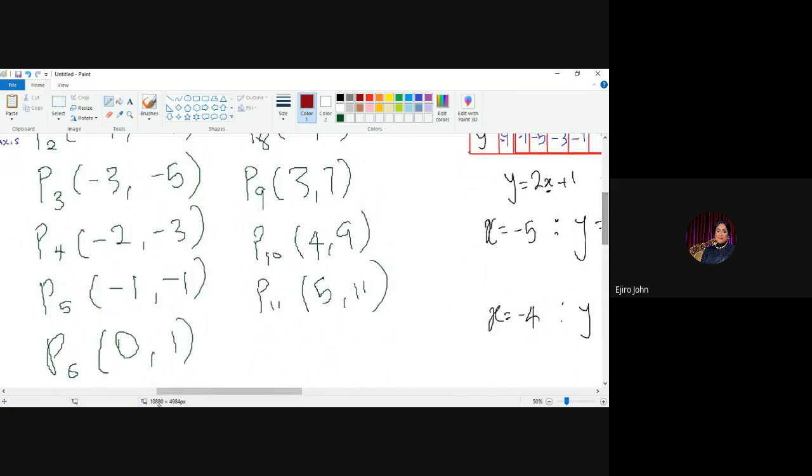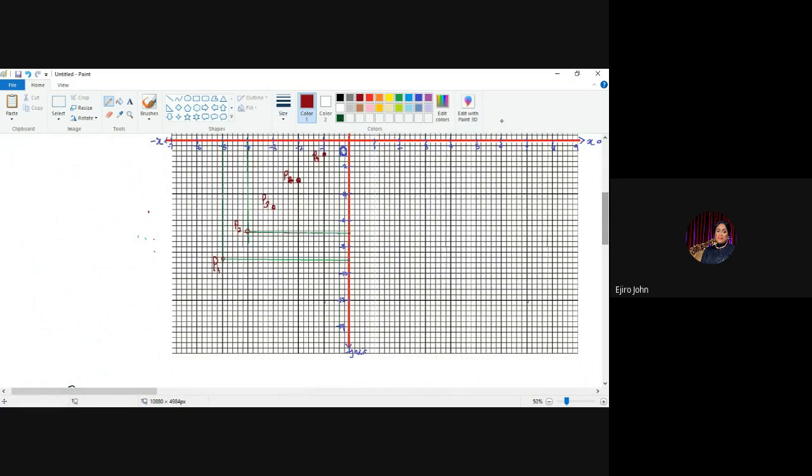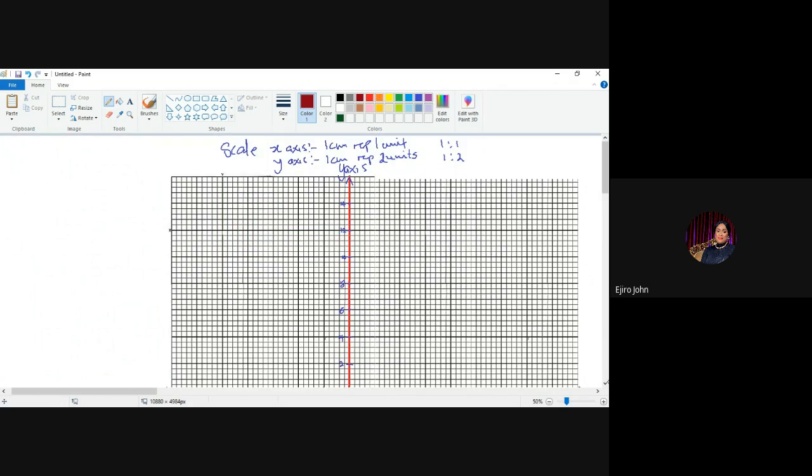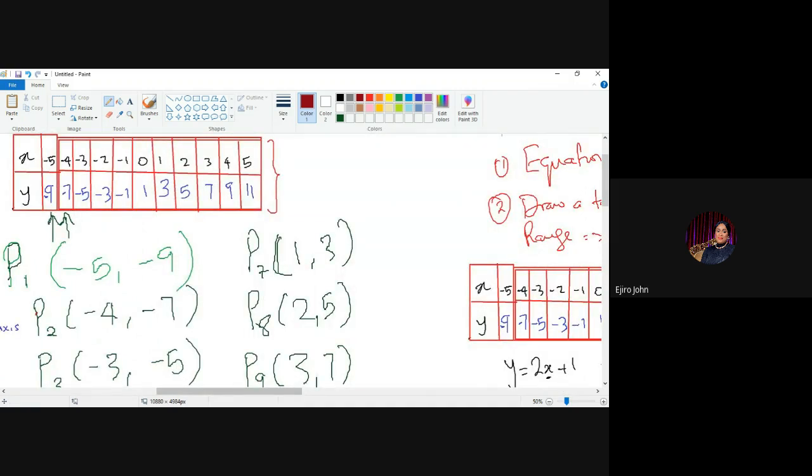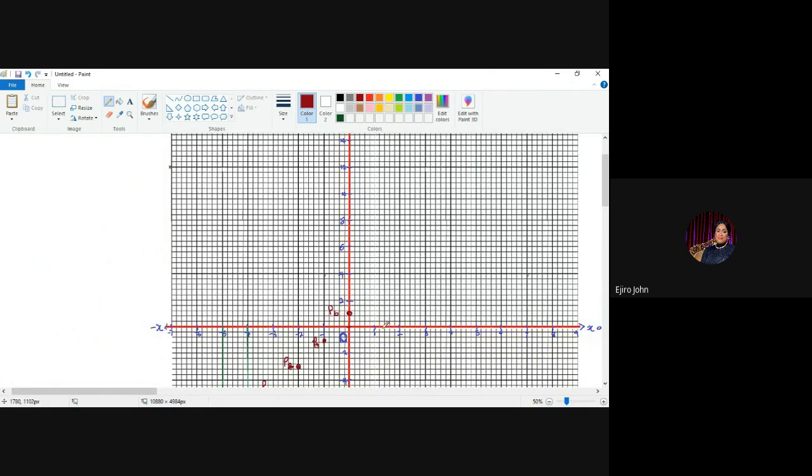P6 is 0 and 1. So when X is 0, Y is 1. So 1 is midway between 0 and 2, which is here. So that is P6. While P7 is 1 and 3.